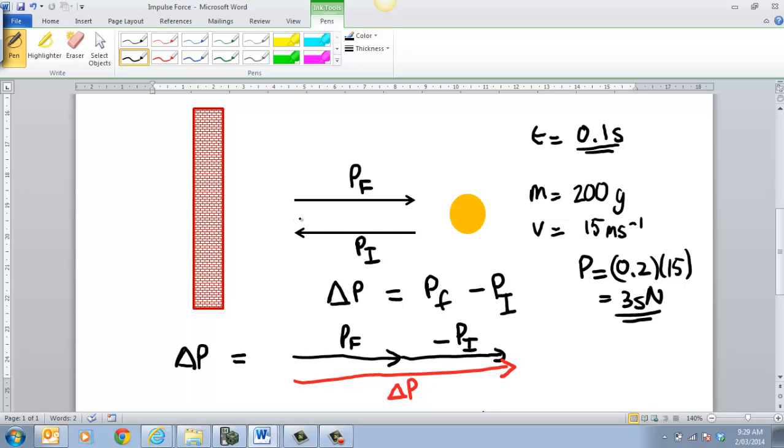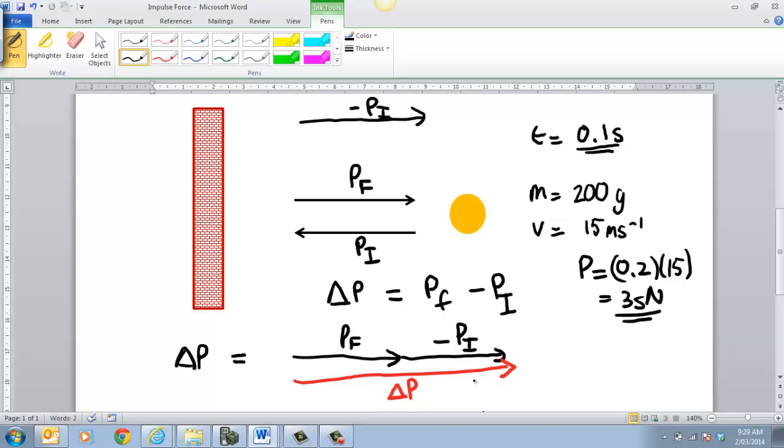So minus initial momentum will be a vector that goes in the opposite direction of the same length. Again, when we're adding vectors, we go tail to head, and so therefore we have a vector that goes in that direction away from the wall.